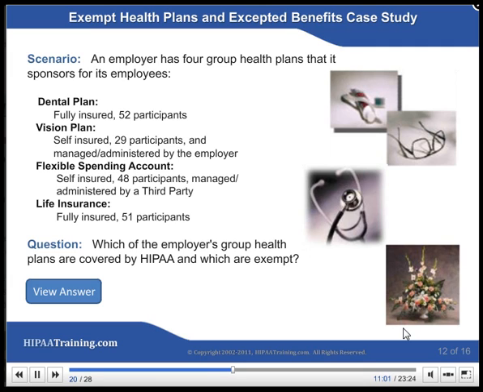Exempt health plans and accepted benefits case study. Scenario: an employer has 4 group health plans that it sponsors for its employees. Dental plan, fully insured, 52 participants. Vision plan, self-insured, 29 participants and managed or administered by the employer. Flexible spending account, self-insured, 48 participants, managed or administered by a third party. Life insurance, fully insured, 51 participants. Question: which of the employer's group health plans are covered by HIPAA and which are exempt?